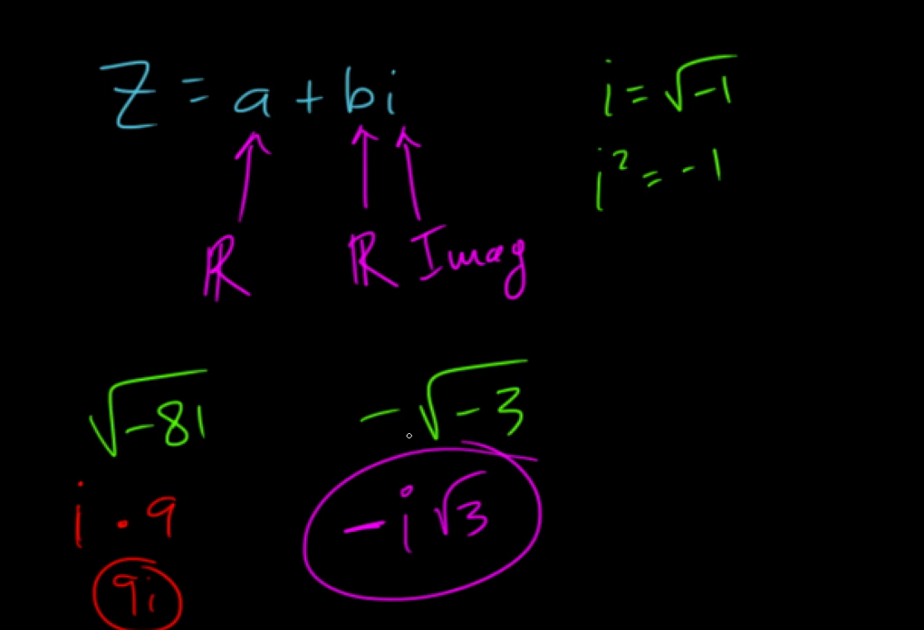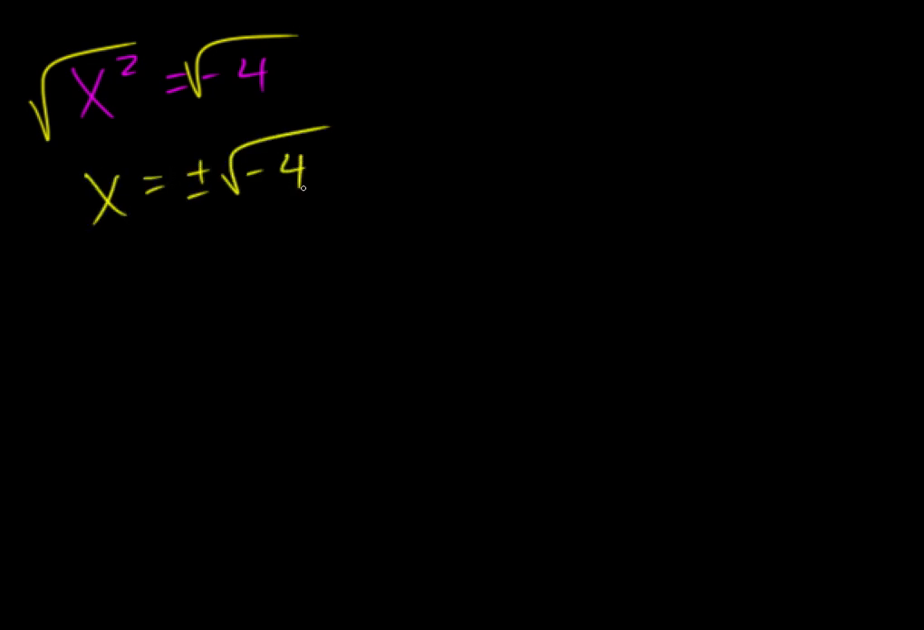Okay, now they want us to solve these equations, and so to do that we're going to square root both sides. x is equal to plus or minus the square root of -4, and once again negative becomes an i, and then the square root of 4 is 2, and so that's going to be plus or minus 2i is equal to x.